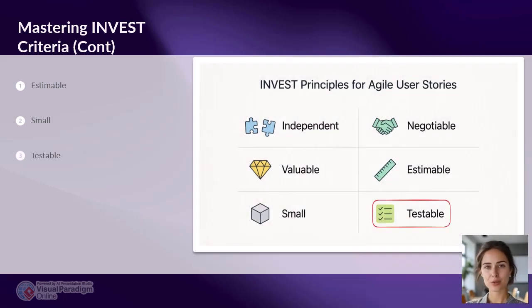Finally, ensure every story has clear acceptance criteria so completion is undeniable. If you cannot define specific tests for the feature, you cannot reliably verify it works or ship it to your users.